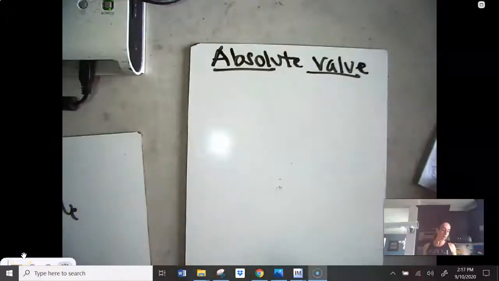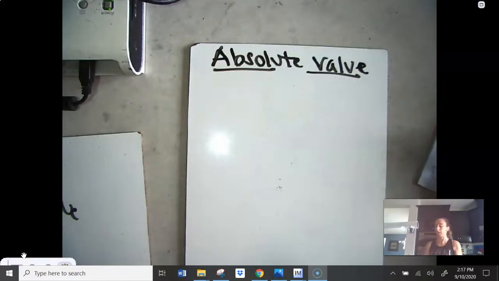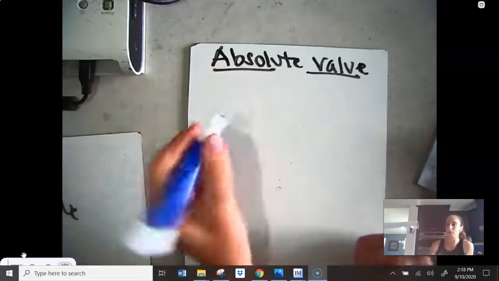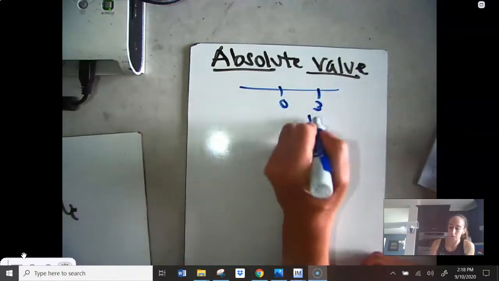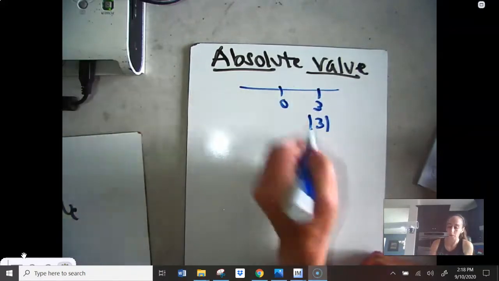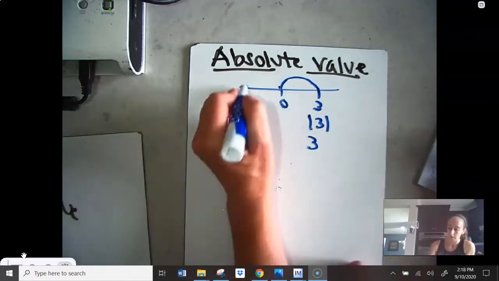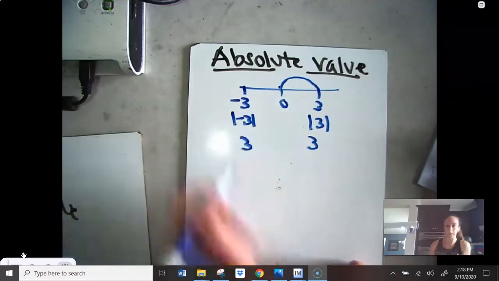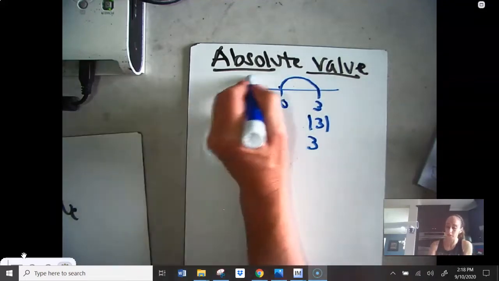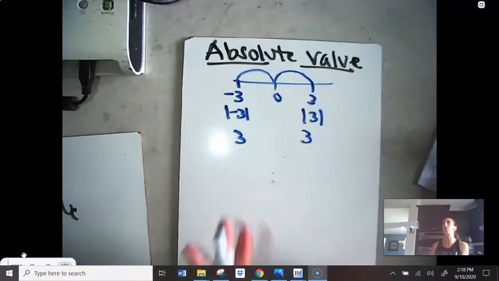So I'm going to try and address everything absolute value. I'm going to start off kind of basic, and that's okay. The absolute value is the distance from 0. So the absolute value of 3 is positive 3 because the distance from 3 to 0 is 3. The absolute value of negative 3 is also 3 because the distance from here to here is positive 3.